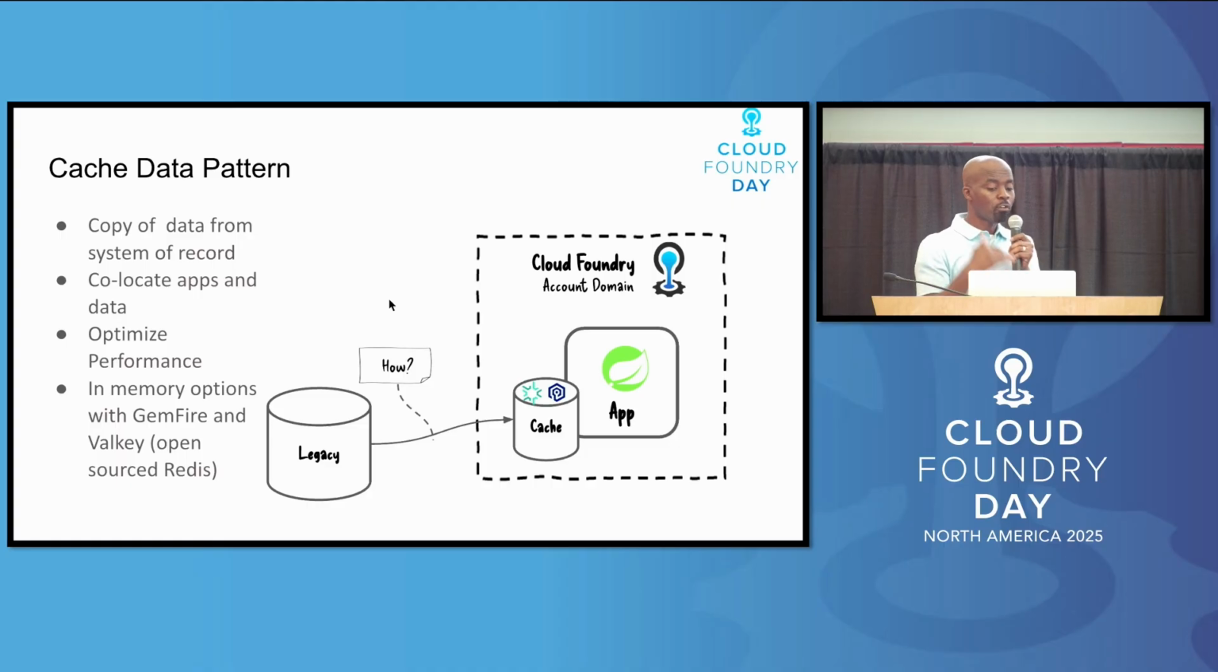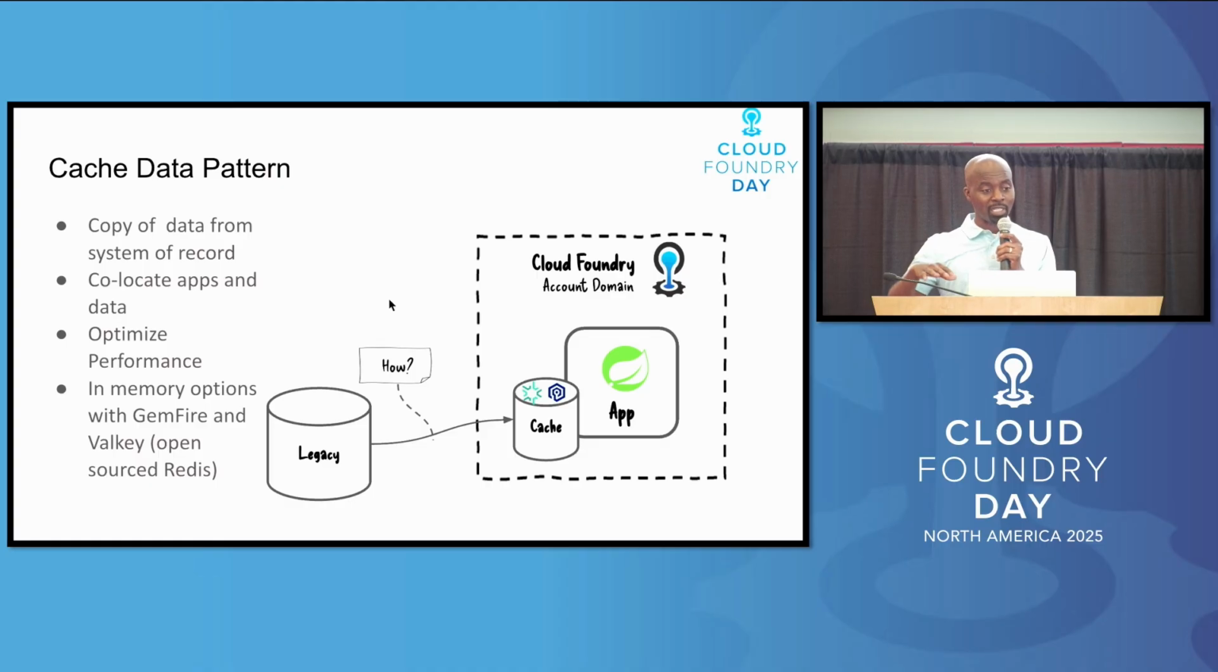And so a typical good first step to moving your data to the platform is using a cache, or a caching solution like GemFire or Valkey, which is based on Redis. Now, both of these are in-memory based databases. So they provide extremely fast read access to your data. And when I say extremely fast, I'm talking about sub-millisecond response times, right? Because everything's all native on the platform.